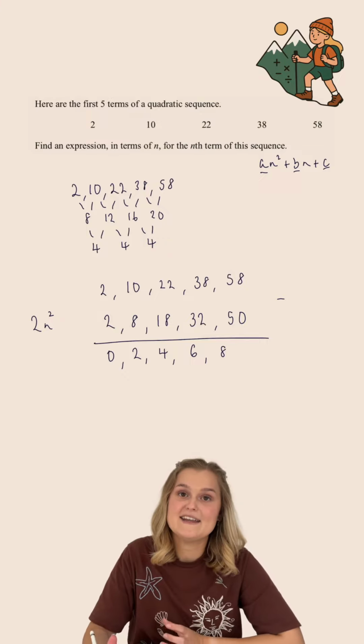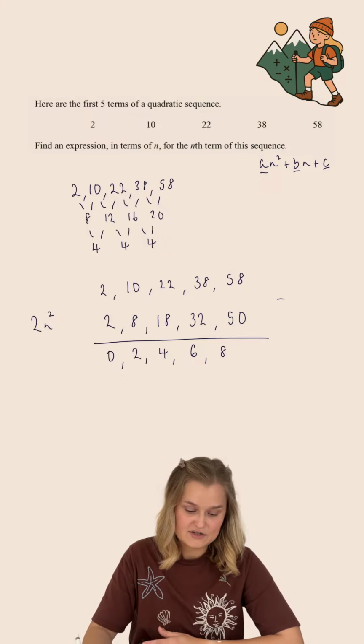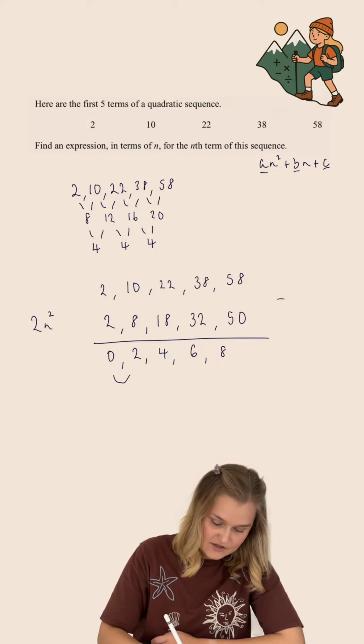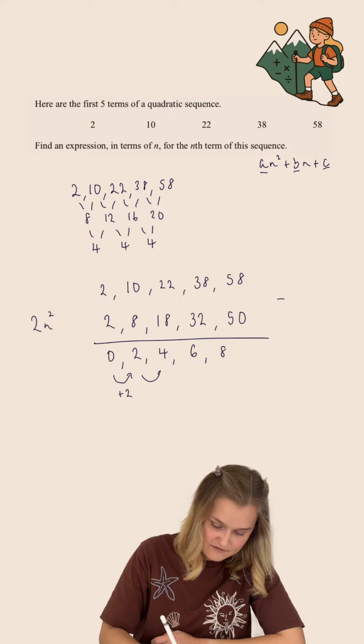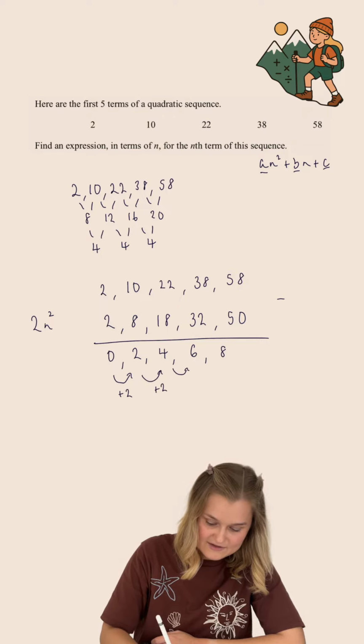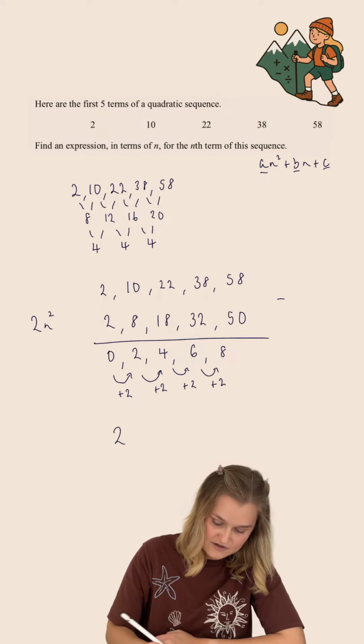I now have a linear sequence, and the final thing you need to do is find the nth term of this linear sequence. Now, from 0 to 2, I've increased by 2, 2 to 4, I've increased by 2, and so on. And so the nth term of this linear sequence is going to start with 2n.